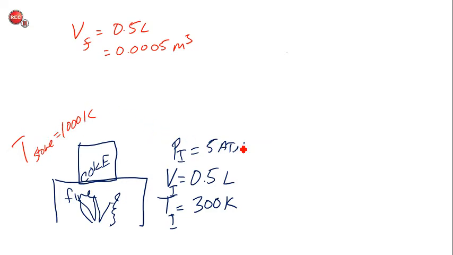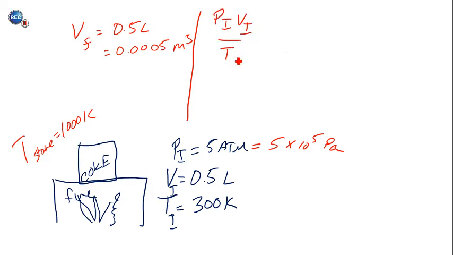We want to figure out what the pressure is. This 5 atmospheres is 5 times 10 to the 5 Pascal. And then we're going to leave our temperature here the same. So when we set this problem up, we're going to have pressure initial, volume initial over temperature initial is pressure final, volume final over temperature final. All right. And so the pressure and the temperature change, the volume doesn't. It's fixed because it's the size of the can. So we're going to cancel those out.